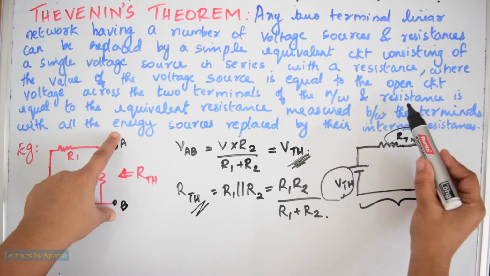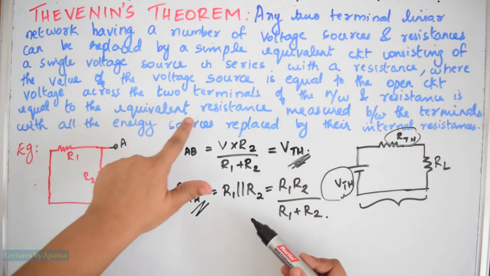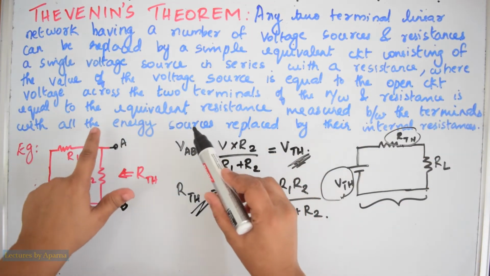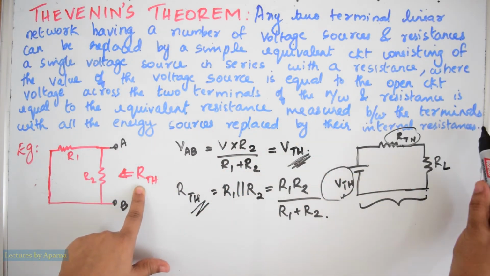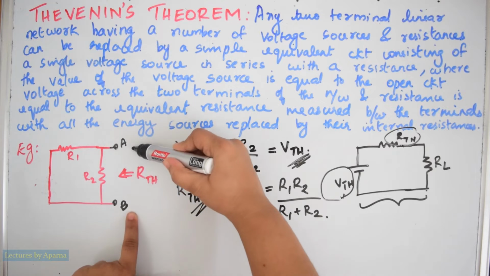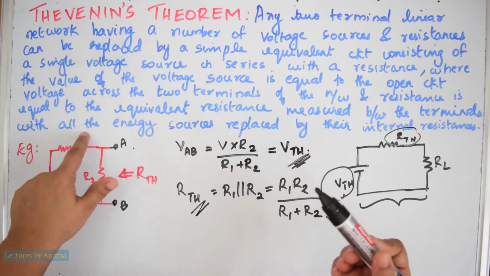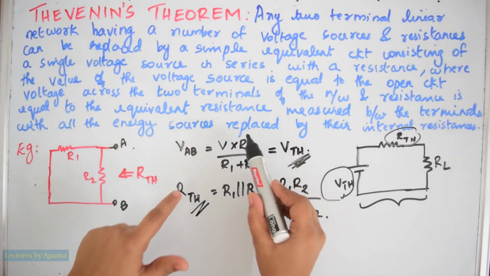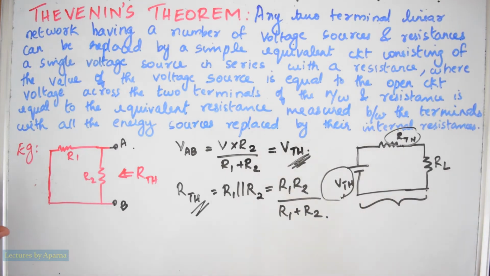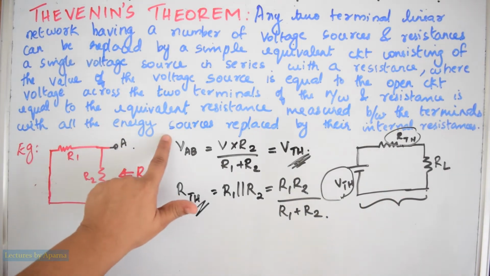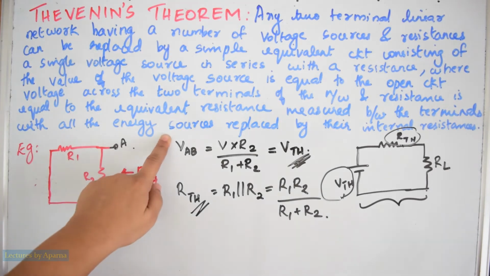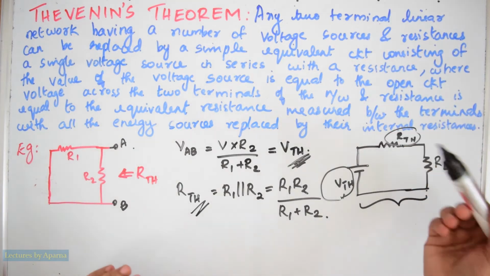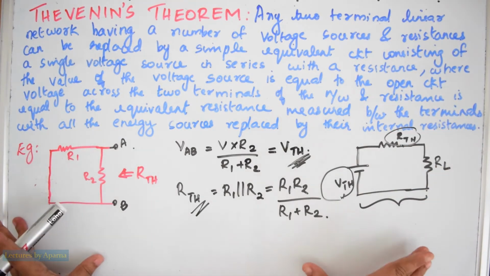And resistance is equal to the equivalent resistance that is measured between the terminals. This is the equivalent resistance between the terminals with all the energy sources replaced by the internal resistances. That is replacing voltage source by zero internal resistance or current source by infinite internal resistance. So that is the meaning of this theorem.